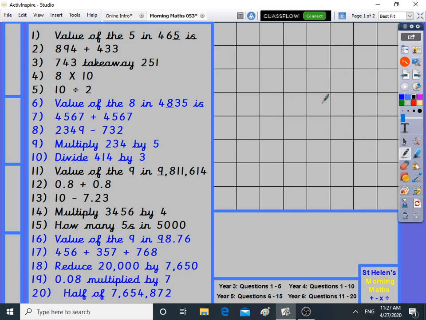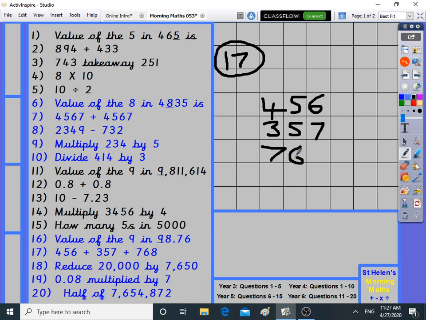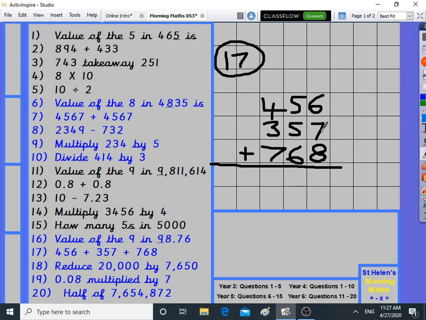Number 17, this is adding 3 numbers. 456, 357, 768. They're all 3-digit numbers, which makes the lining up easy. Addition, you can just add 3 numbers in the same way that you would add 2, really. 6 plus 7 is 13. Then you plus 8, which is 21.